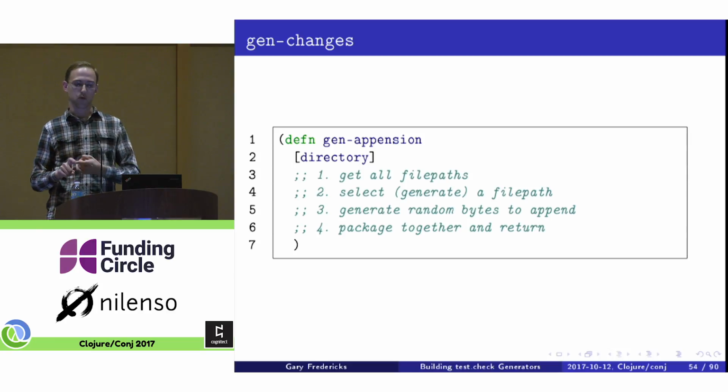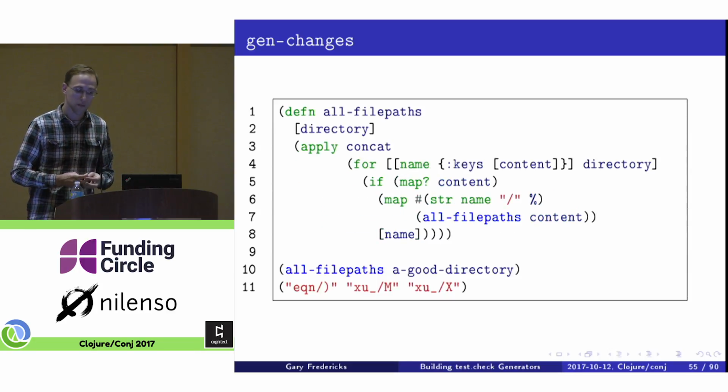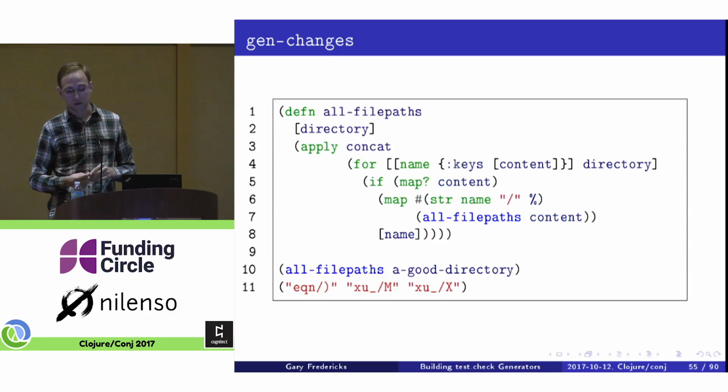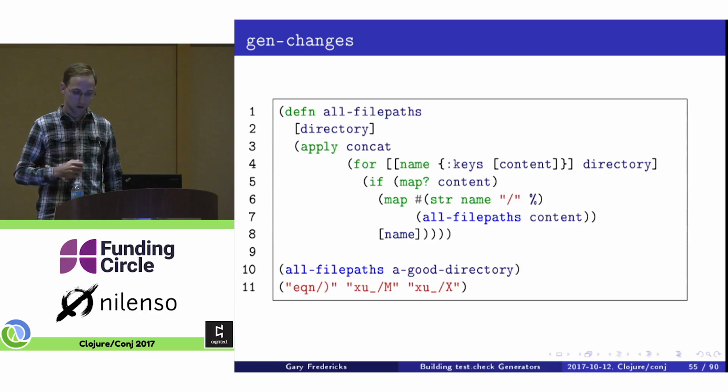Well, we can do this in 4 steps. We can take our directory and get all the file paths, and then pick one of those randomly, then generate some random bytes to append to that file, and then wrap them up and return them. So the first step, the file paths, we can write a function that just takes a directory and does a little recursive walk that I'm not going to get into, because this is some regular data processing code.